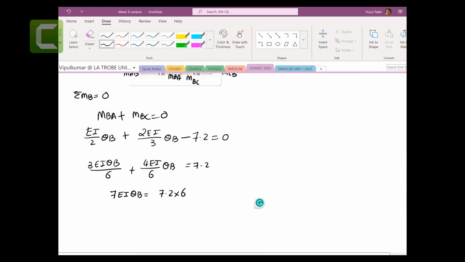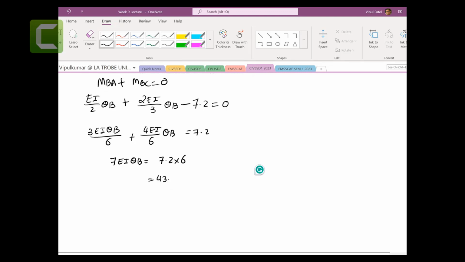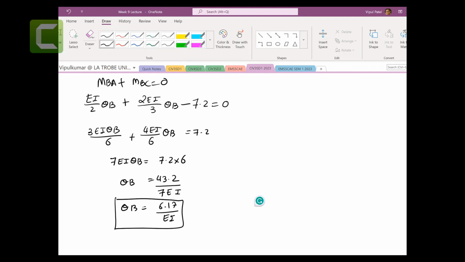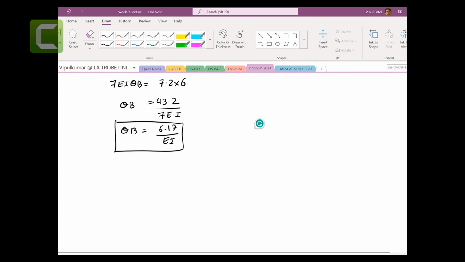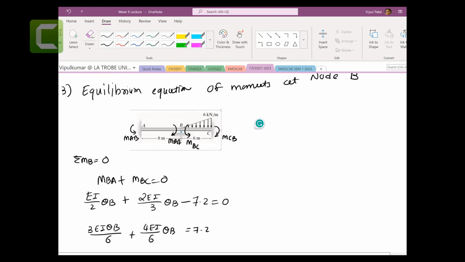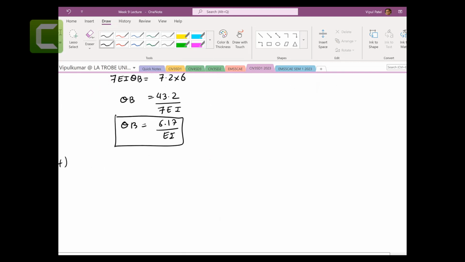So 43.2, and theta B equal to 43.2 over 7 EI. So theta B equal to 6.17 over EI. So that is your unknown variable. You remember that is the kinematic degree of indeterminacy. That's the displacement that you don't know. Now, once you find theta B, we're going to substitute that, and then let's do the fourth step.